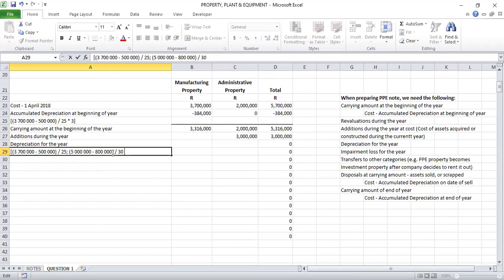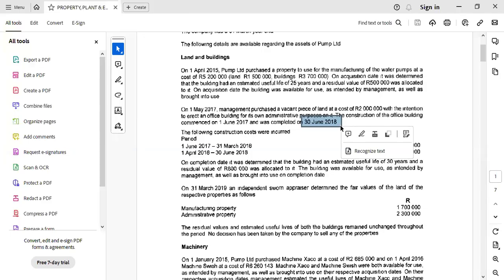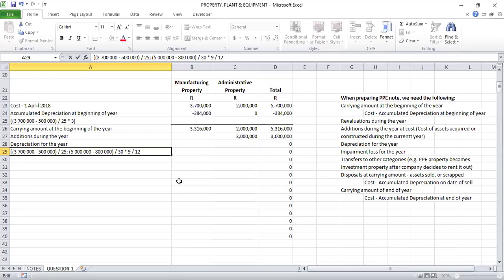But then remember, it was only available for use as from 30 June, and our year is ending on 31 March. So from 30 June 2018 to our year end, 31 March 2019, that's 9 months. So we have to multiply by 9 over 12. Remember that depreciation is always apportioned as long as the asset is available for use for less than a year. So multiply by 9 divided by 12.